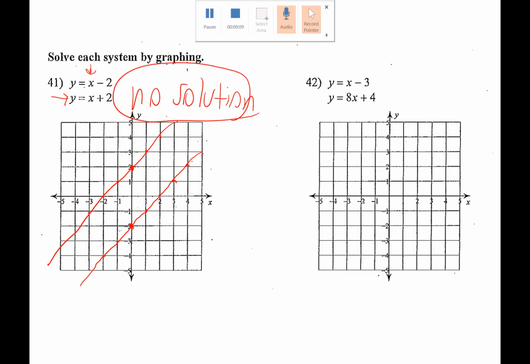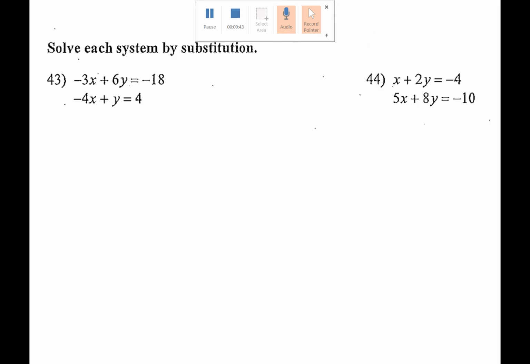Number 42, I'm going to start at -3, and rise 1, run 1. And then for this one, I have a +4, and since I can't go up 8 to the right 1, I'm going to go down 8, 1, 2, 3, 4, 5, 6, 7, 8, and to the left 1, and they will intersect at this point right here. I know I messed up my first line initially, but that's -1, -4 for number 42.